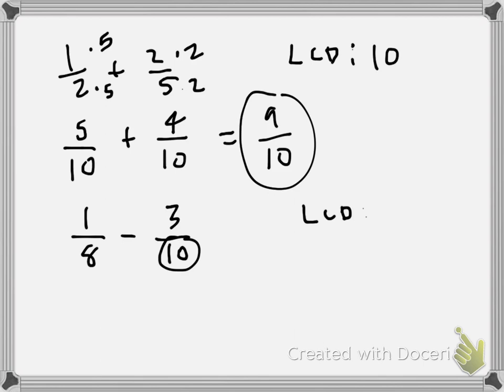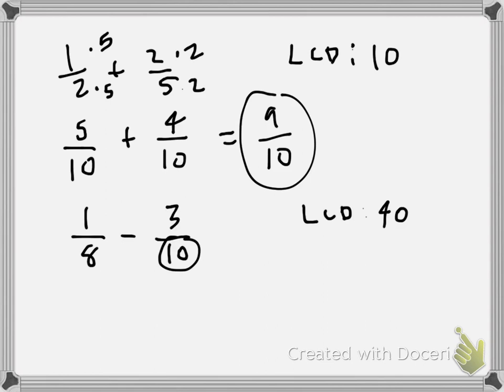So 10 times 1 is 10, doesn't work. 10 times 2 is 20, 8 doesn't go into 20. 10 times 3 is 30, 8 doesn't go into 30. 10 times 4 is 40. 8 times 5 is 40, so it goes in there, and there's my LCD. Okay, so again, I think this is the easiest way to find the LCD when you're dealing with numbers that are not too hard to work with, like we will be focusing on for this class.